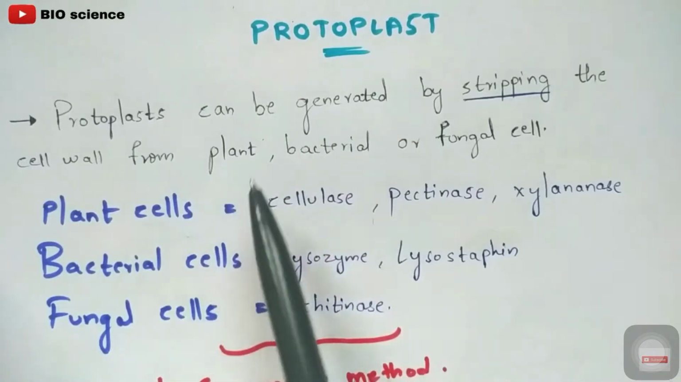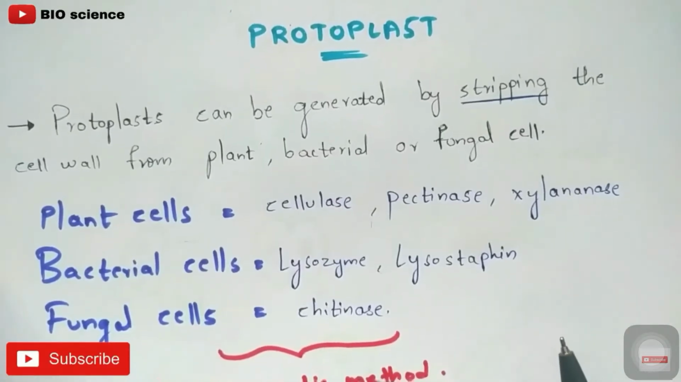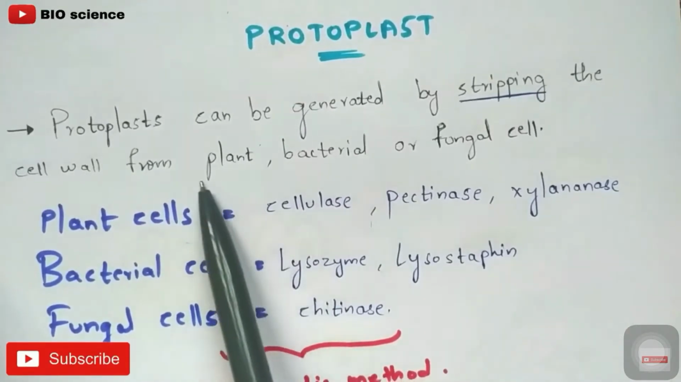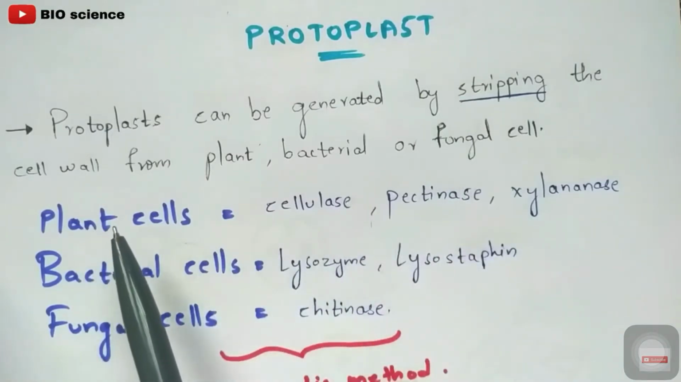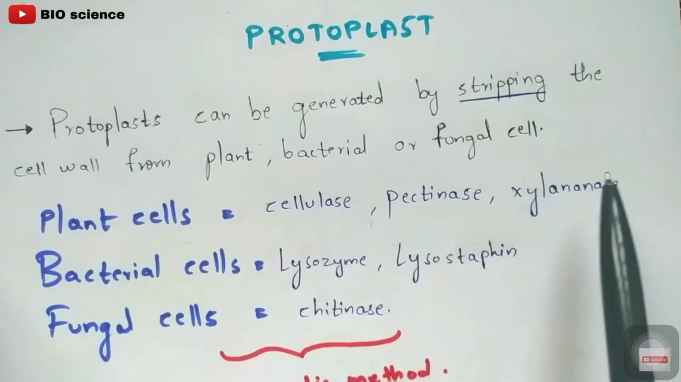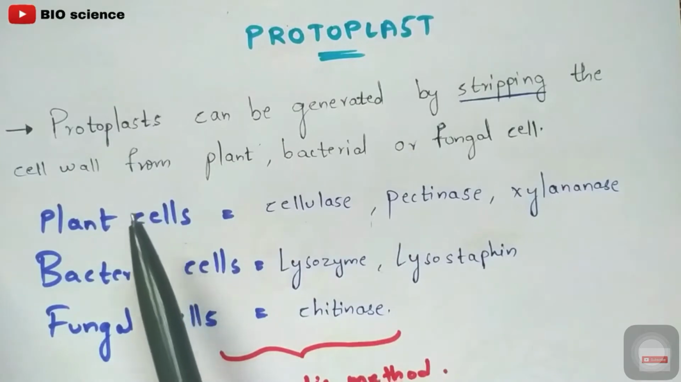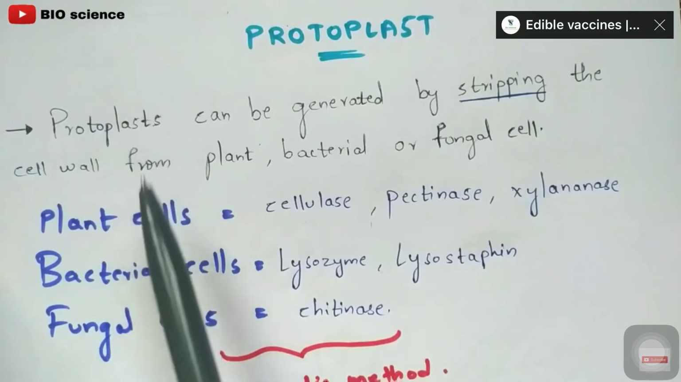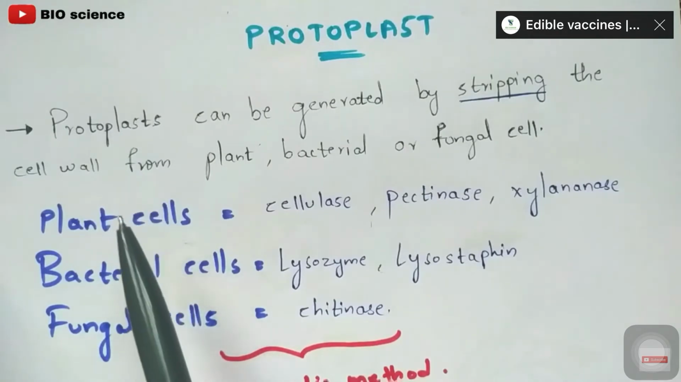So how are we going to obtain these protoplasts? Let us see now. Let's say there are different types of cells which I have just mentioned: plant cells, bacterial cells and fungal cells. In the case of plant cells, once they are treated with enzymes called cellulase, pectinase and xylanase, what will happen? Then the cell wall of this plant cell will get ruptured. Once the cell wall is ruptured, the protoplast which is present inside that cell can be easily obtained. It can be easily exposed, right?